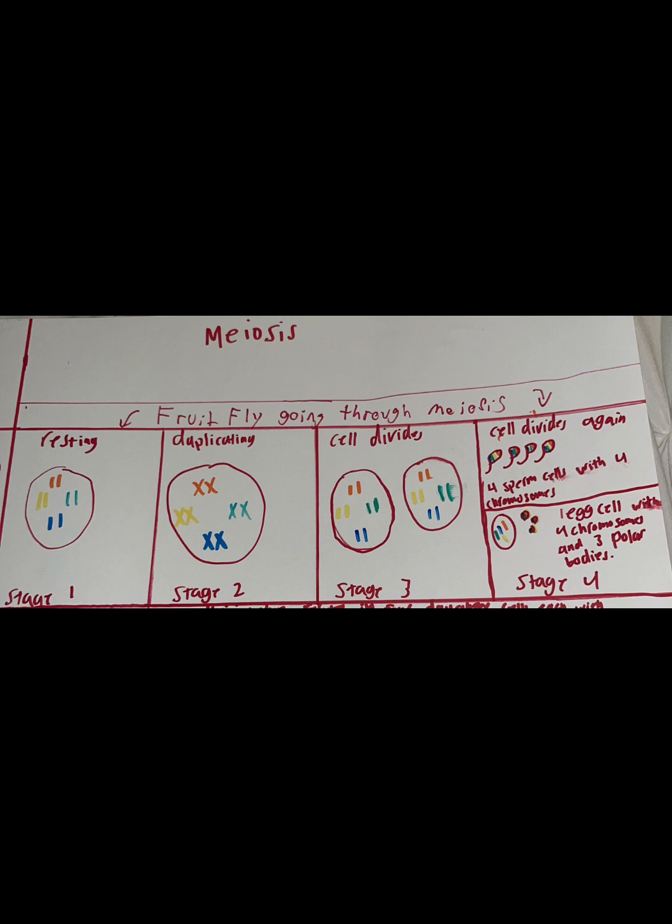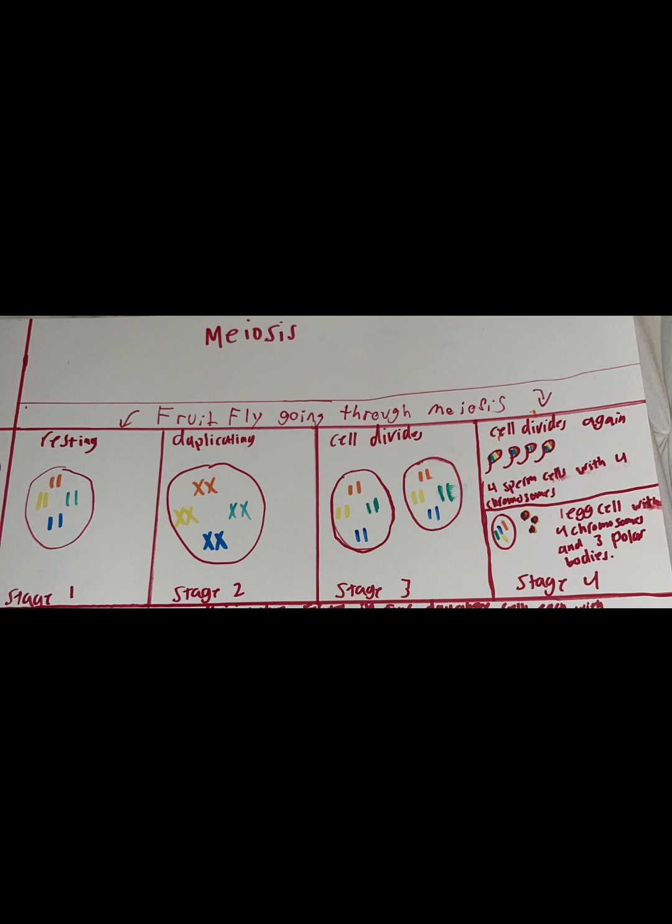After that is the third step, the division step. The cell divides into 2 new cells. The final step is to divide again. The 2 cells from earlier divide into 4 new cells, completing the process.